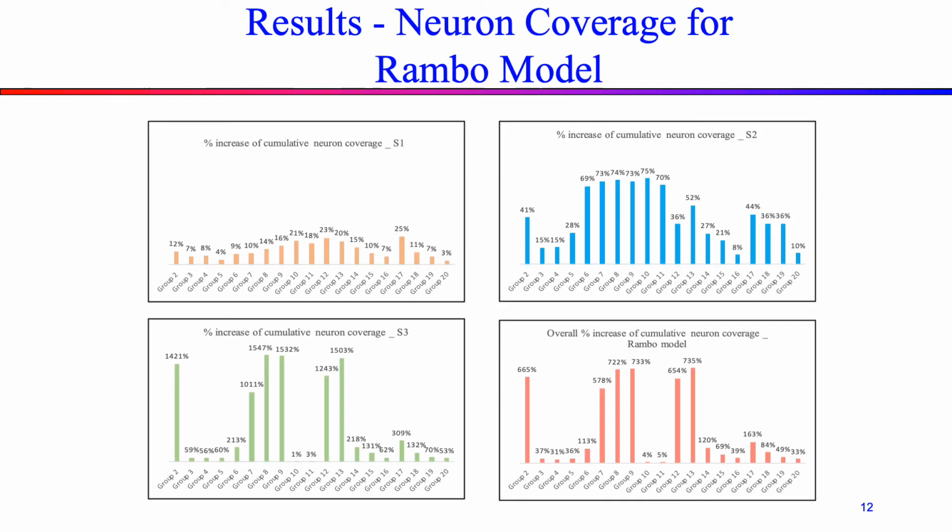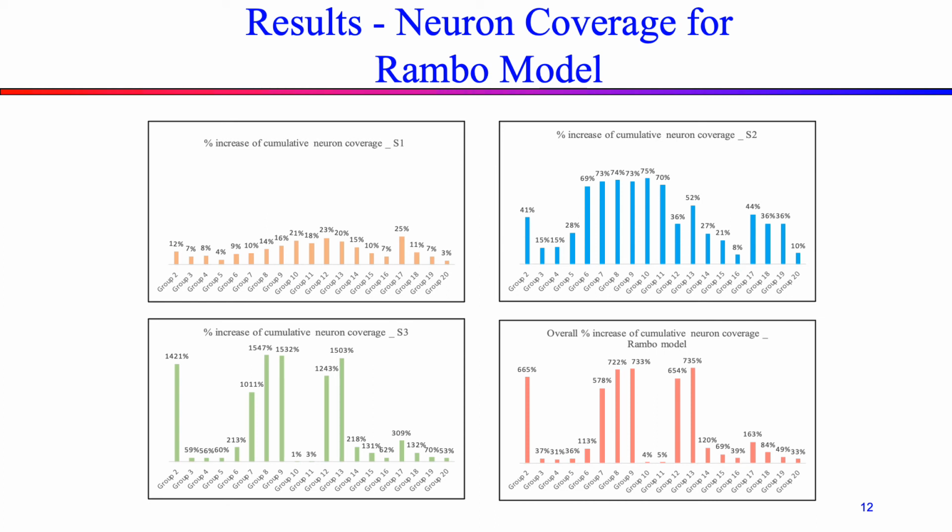Next, we present the results of neuron coverage for the Rambo model. The Rambo model consists of 3 convolutional neural network submodels, referred to here as S1, S2, and S3. The submodel S1 consists of 1625 neurons. Submodel S2 consists of 3801 neurons, and submodel S3 consists of 13,473 neurons.